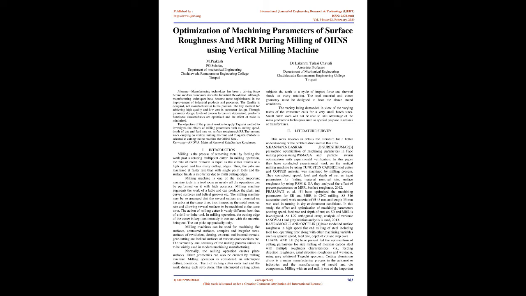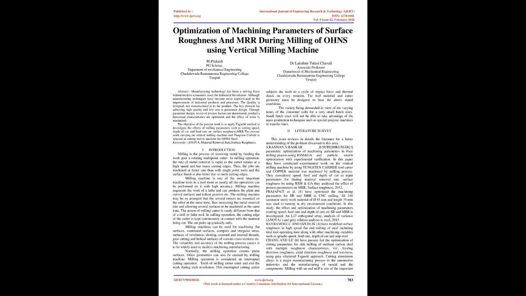The milling machine is one of the most important machine tools in a tool room, as nearly all the operations can be performed on it with high accuracy. The milling machine augments the work of a lathe and can produce plane and curved surfaces and helical grooves, etc. The milling machine may be so arranged that several cutters are mounted on the arbor at the same time, thus increasing the metal removal rate and allowing several surfaces to be machined at the same time.